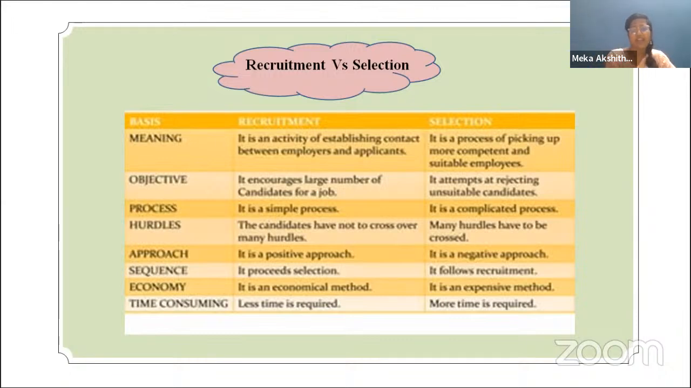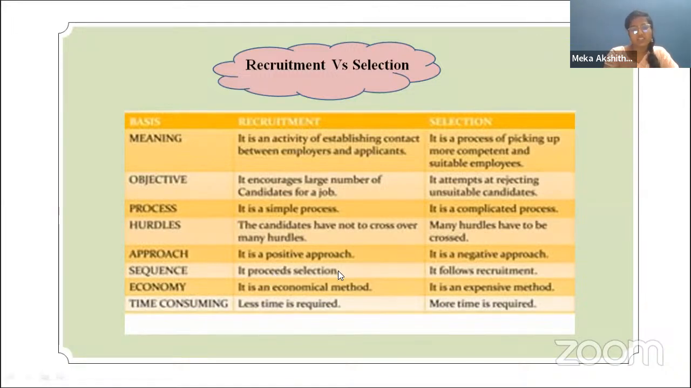Before selection, recruitment happens. Only after the recruitment does selection follow. After we get applications in recruitment, there are no hurdles, because we are not screening them out. We are not using any tests to see whether the candidate fulfils the eligibility criteria. But selection follows the recruitment process. After we get all the applications, we start screening them, then we go for different types of tests, then the interview, and then the process follows, right? So there are not many hurdles in recruitment, whereas in selection there are many hurdles to pass in order to get selected.